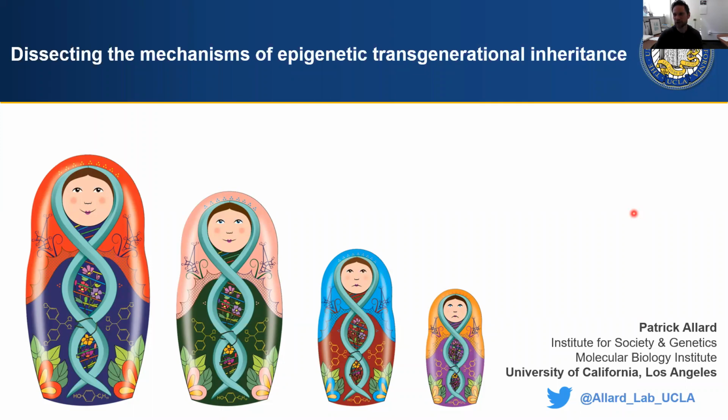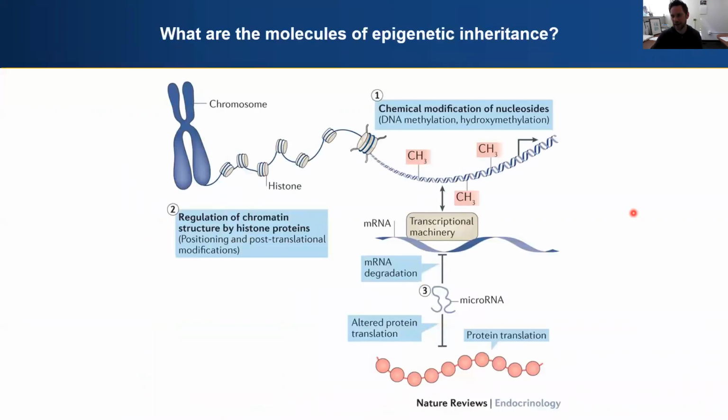And today I'd like to give you a short presentation on a work that aims at dissecting the mechanisms of inheritance of environmental information across generations. One of the larger questions that we're asking in our lab is, what are the molecules of inheritance? Of course, DNA is one of them. We've known that for a long time now.